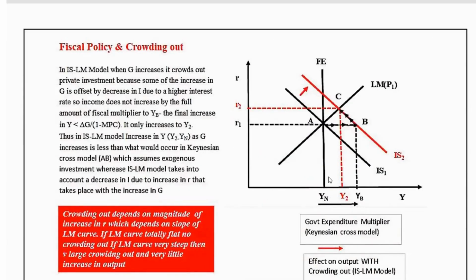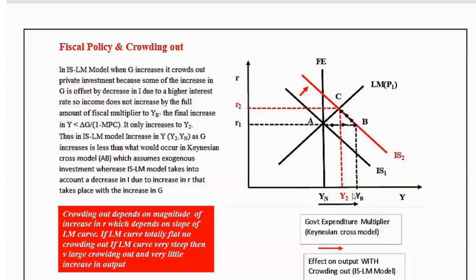Now, why is that? Because we started off with point A, then we moved to point B, but then output slightly went down a little, where it went from YB to Y2, because we know the increase in G caused an increase in real interest rate, which reduced investment and hence reduced output. So we can say that the increase in G crowds out private investment, where in our ISLM model, the total increase in output is less than what would have occurred in the Keynesian cross model, where we assume that investment is exogenous. In the Keynesian cross model, output would have increased to YB.